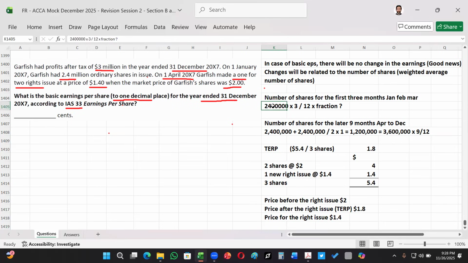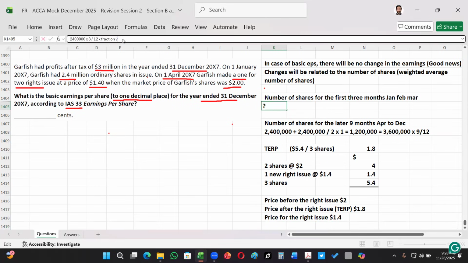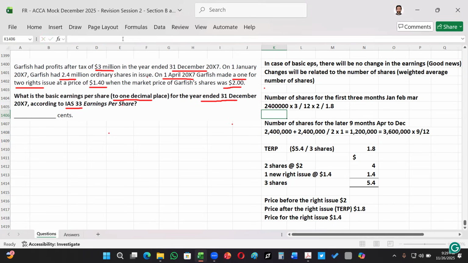We have to increase the number of shares, so we are going to use these figures in a way. We're going to multiply this figure, 2, that is the price before the right issue, divided by the theoretical exercise price. This is going to give us the value which is higher. We multiply it by 2 and divide by 1.8. This fraction can be used in any way, depending on the objective. The objective is to increase the number of shares.